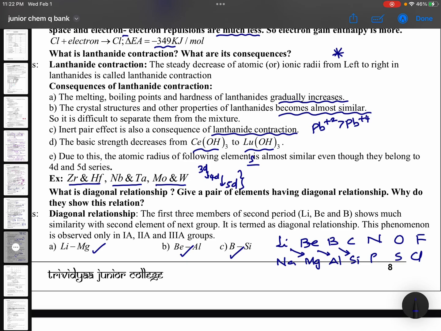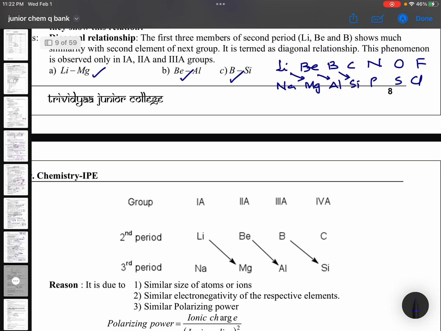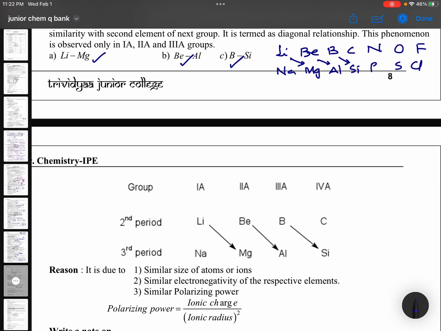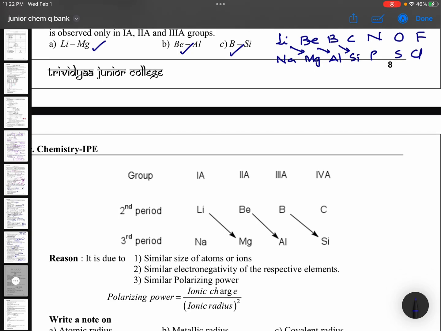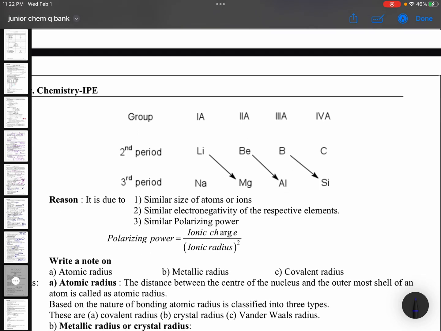Why? Because of similar electronegativity, similar radii, similar polarizing power. It is due to similar size of atoms or ions, similar electronegativity of the respective elements, similar polarizing power. What is polarizing power? Polarizing power is equal to ionic charge by radius square.